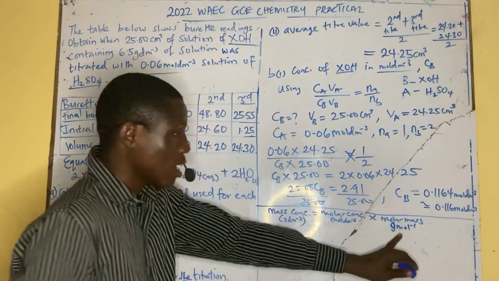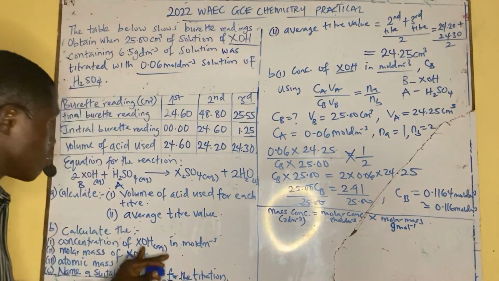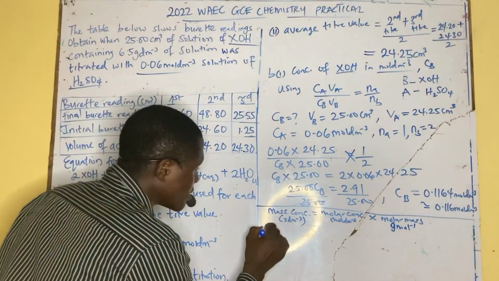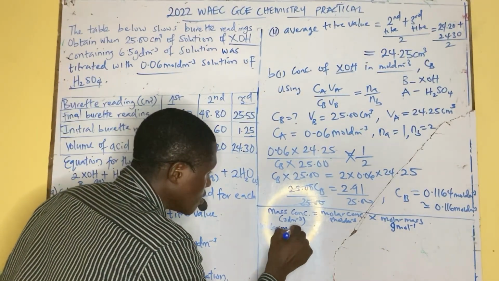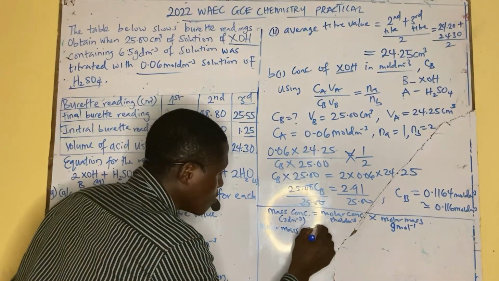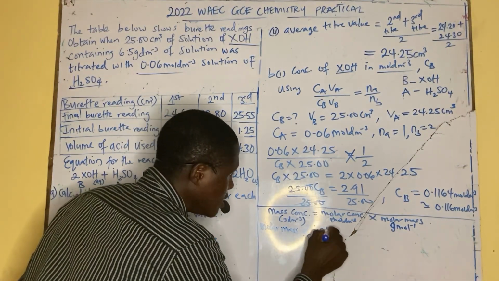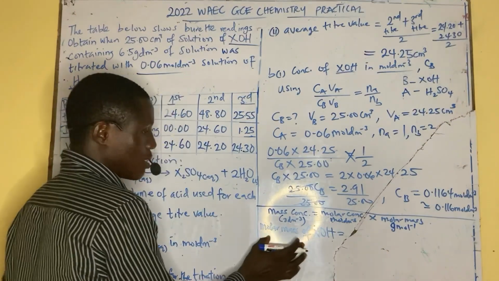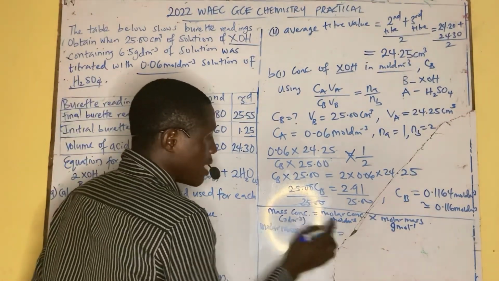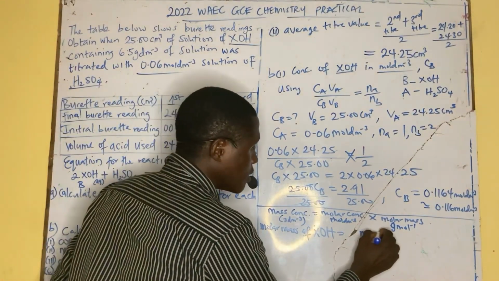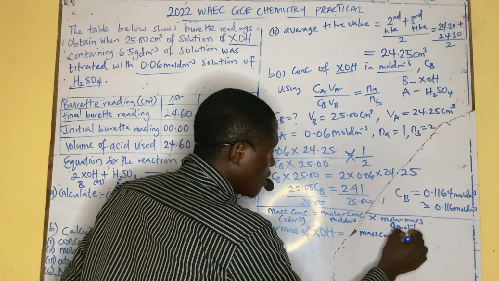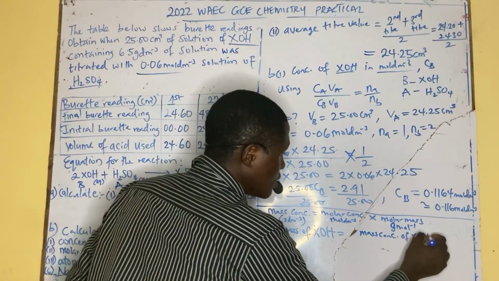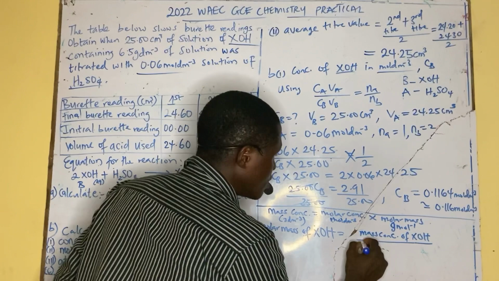So now we have to calculate the molar mass. The molar mass of XOH will now be the mass concentration of XOH all over the molar concentration.